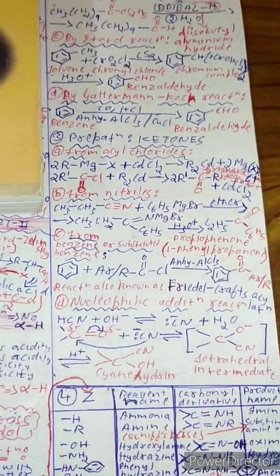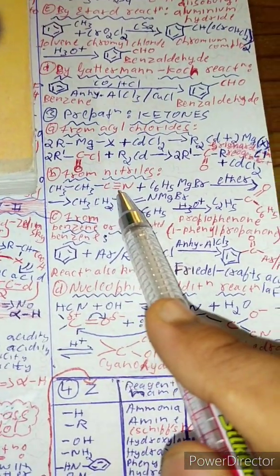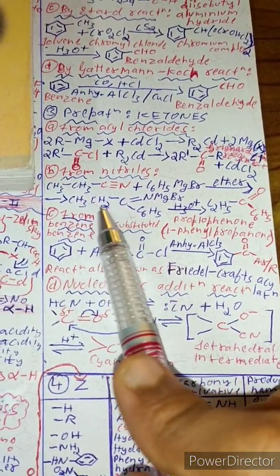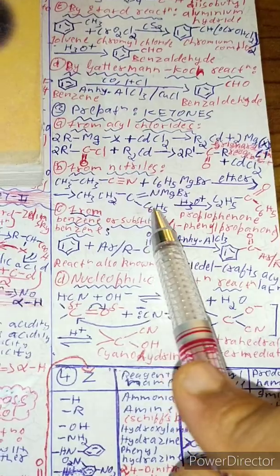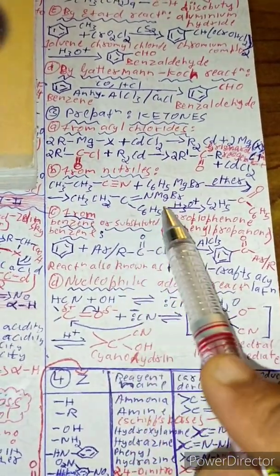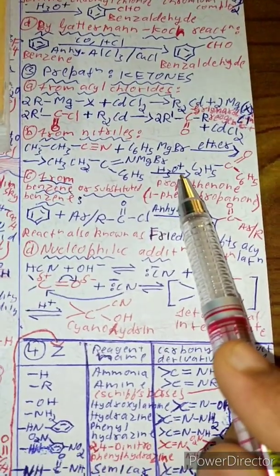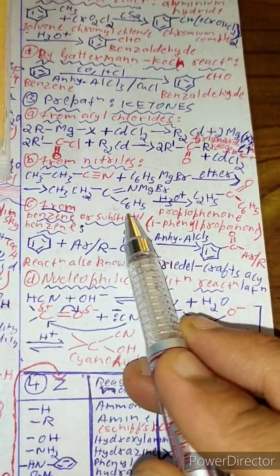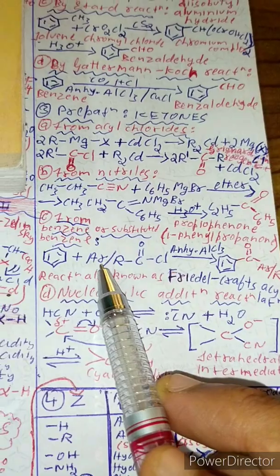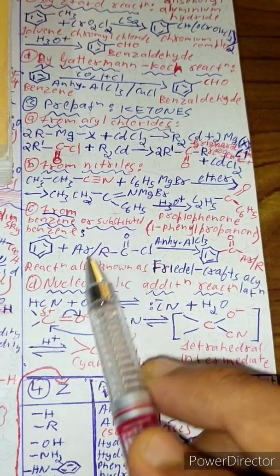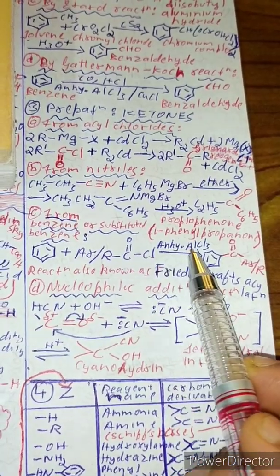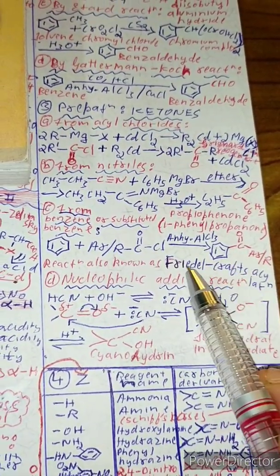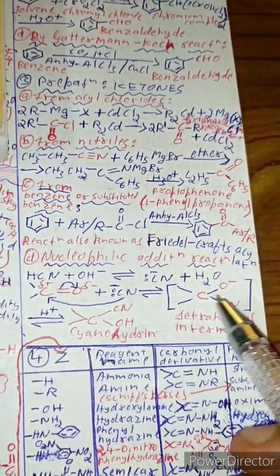From nitriles: CH3CH2 C triple bond N plus C6H5MgBr in the presence of ether gives this big compound with C6H5 and MgBr. In the presence of hydronium ion it gives this compound, that is propiophenone. Now it's from benzene or substituted benzene. Benzene, when it reacts with acyl chloride, R C double bond O Cl, in the presence of anhydrous AlCl3 gives this compound. This reaction is also called Friedel-Crafts acylation reaction.